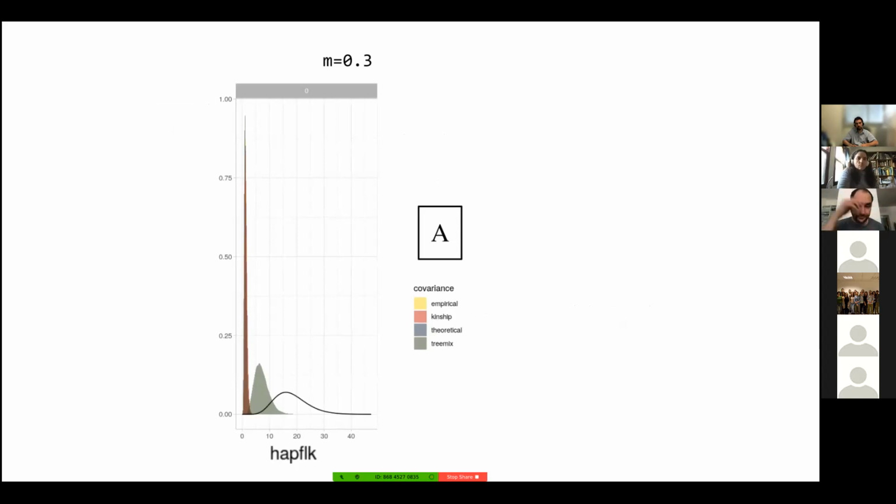Here, empirical, kinship, and theoretical are superimposed at the peak to the left, and trimix is scaled to the right. And here we can see that the black curve represents the density for a chi-square distribution with n-1 times k-1 degrees of freedom. So how can we compute p-values in this setting?